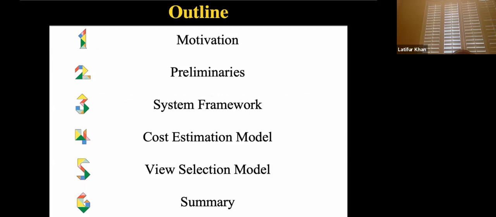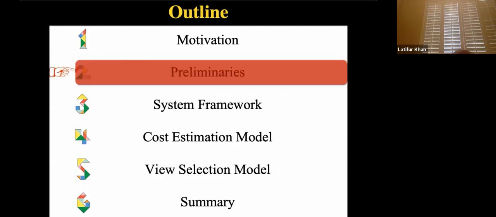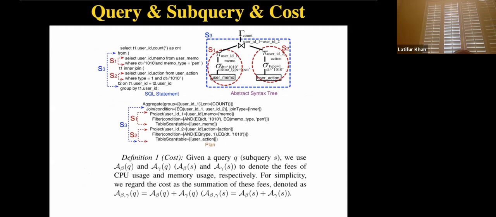Okay, let me show you some preliminaries. First, some concepts should be clarified. A query means a SQL statement, and it can be parsed into an abstract syntax tree. We regard each subtree as a subquery. In addition, the tree can be transformed into a plan, while each subquery can be transformed into a subplan. Thus, we use plan or subplan to represent a query or subquery in this paper. For a query or a subquery, we first consider the fees of CPU usage and the memory usage. We measure them with money, so we can regard the cost as the summation of these fees.